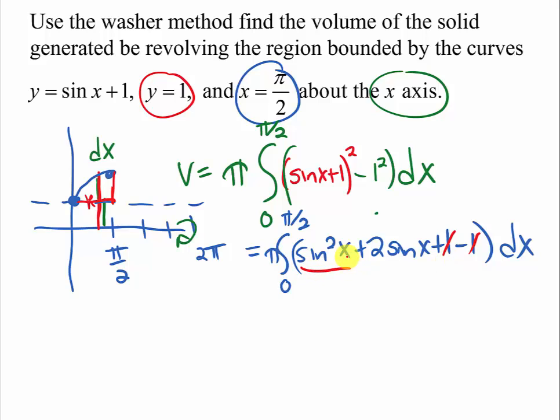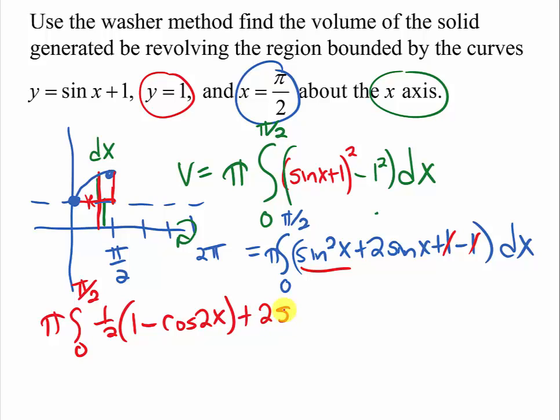Whenever we see a sine squared and we're trying to integrate, we're going to use the half angle identity. So let's go ahead and put that in. We know that that's going to be 1/2 times 1 minus cosine 2x. Remember that the cosine squared x and the sine squared x half angle identities look the same, but one's plus and one's minus, and the sine is minus. Okay, we still have our plus 2 sine x, and that's dx.